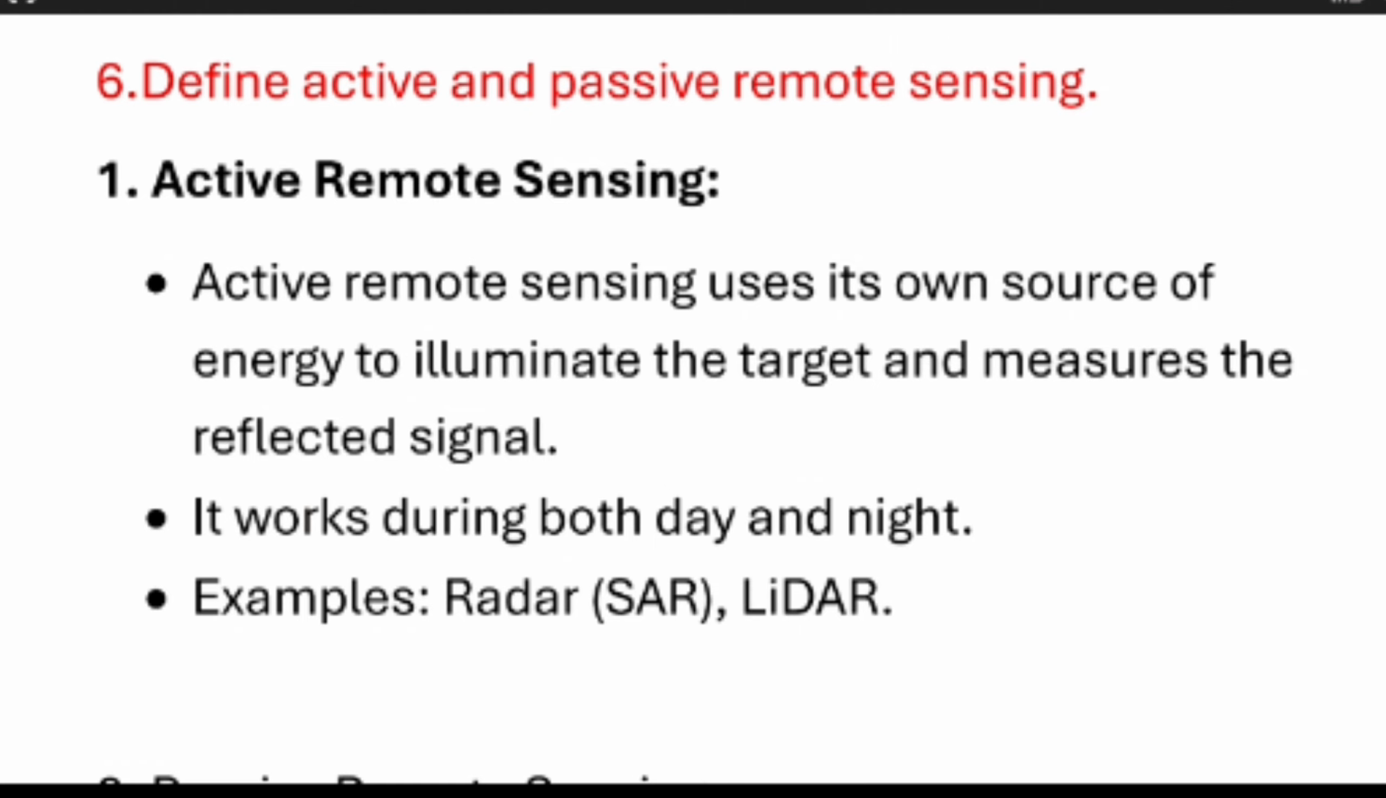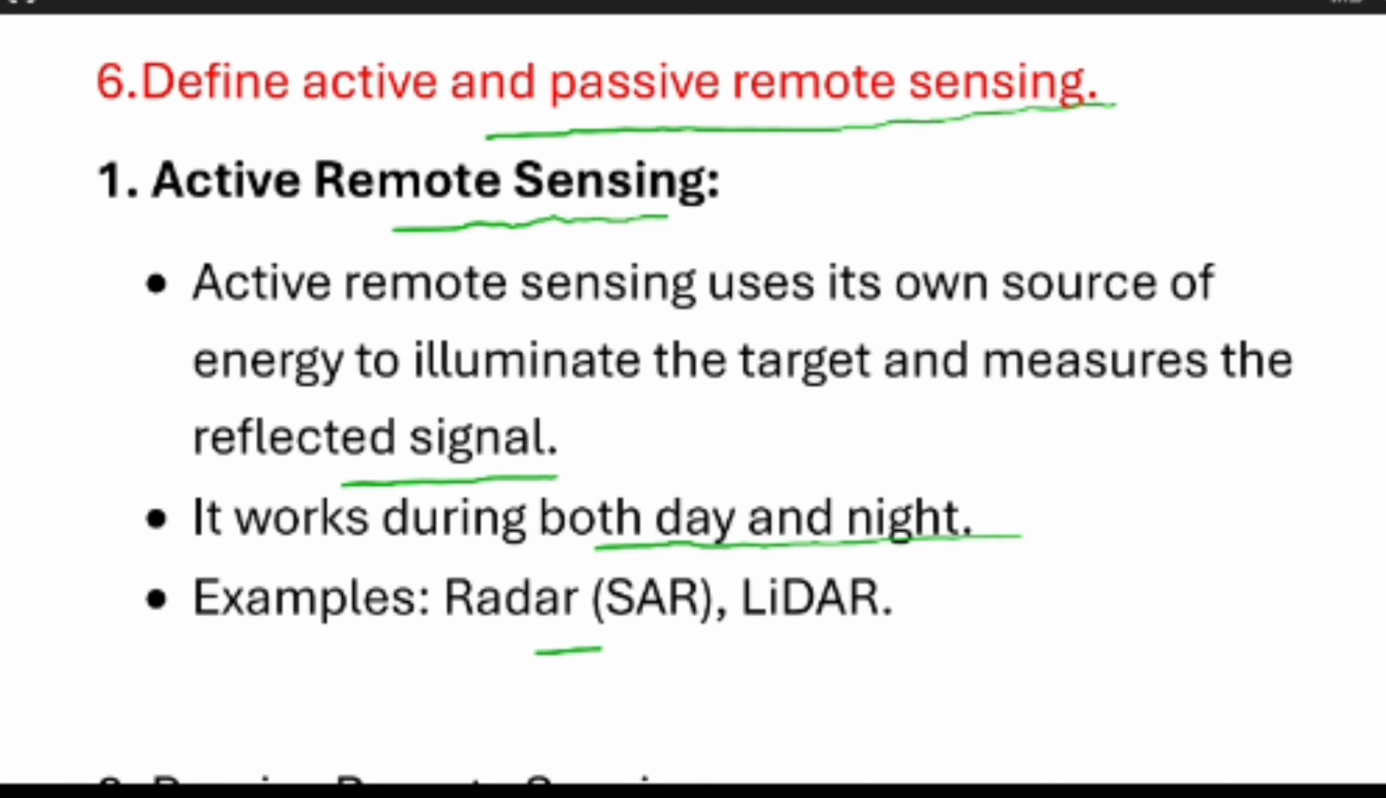Next is define active and passive remote sensing. Active remote sensing has its own source of energy. It illuminates the target and measures the reflected signal. Once the signal reaches the target, it reflects back. This type of sensing can be used both day and night. Examples are radar and lidar.